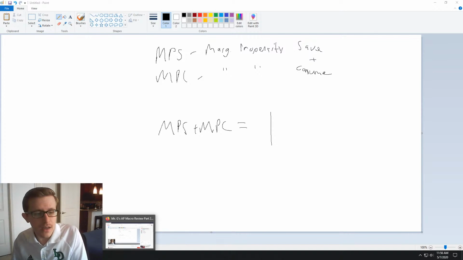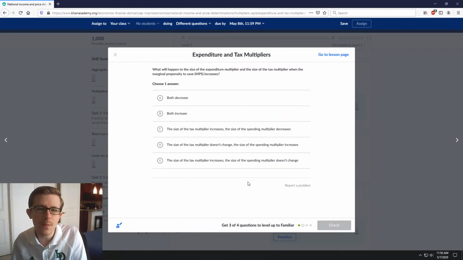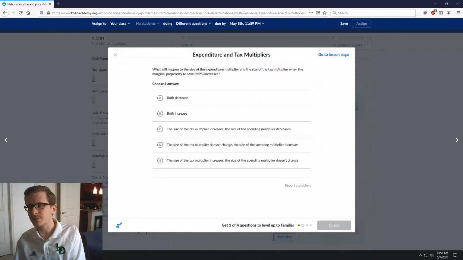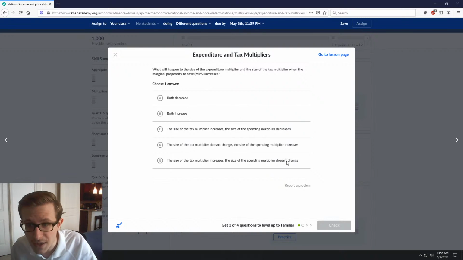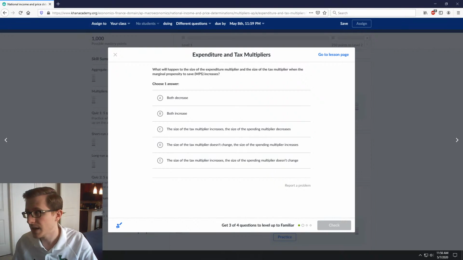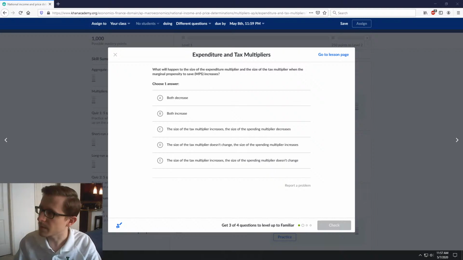So let's get back to the question here. What will happen to the size of the expenditure multiplier and the size of the tax multiplier when the marginal propensity to save increases? So will they both decrease? Will they both increase? And I'm going to be honest, I'm forgetting these off the top of my head. It's 1 divided by MPS, I'm pretty sure, for the spending, and then it's going to be MPC divided by MPS for the other. I'm just going to look it up though quickly because I don't want to mess up here.